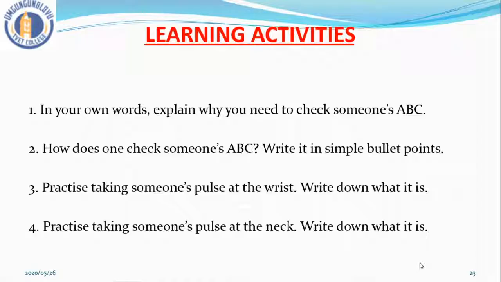Here are some of the learning activities that you can do, which should enable you to understand the section more and also remember for the next and upcoming examinations. In your own words, explain why you need to check somebody's ABC. How does one check someone's ABC? Write it in simple bullet points. Practice taking someone's pulse at the wrist. Write down what it is. And lastly, practice taking someone's pulse at the neck and write down what it is.